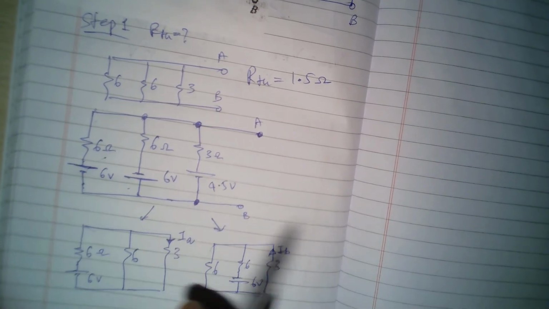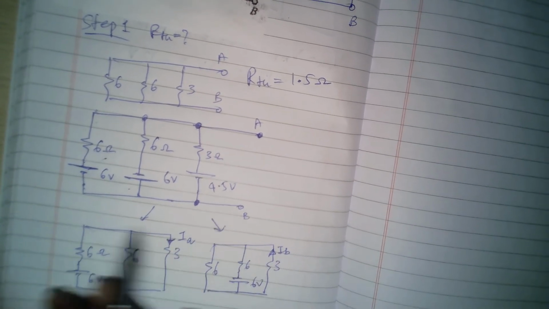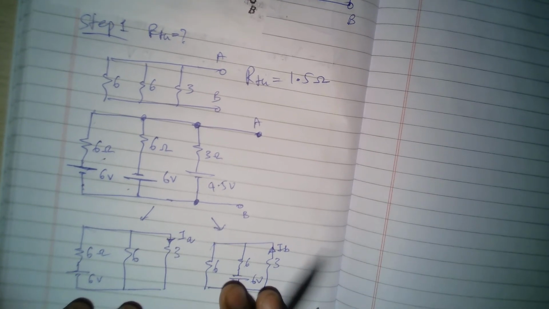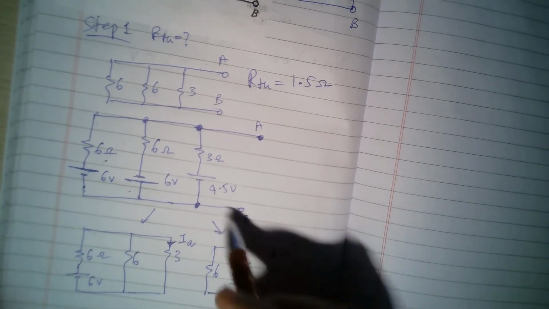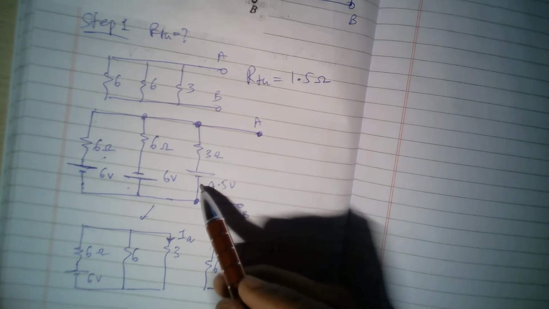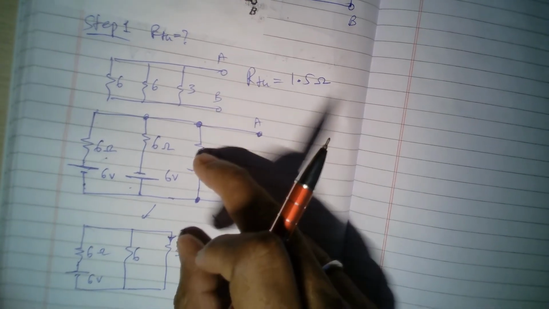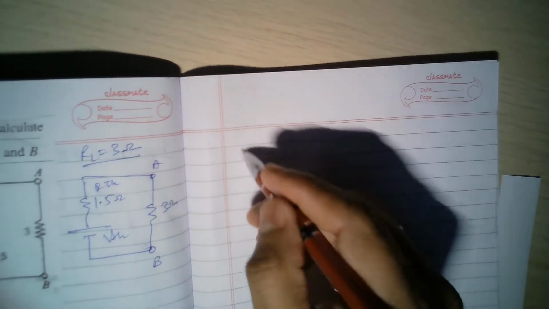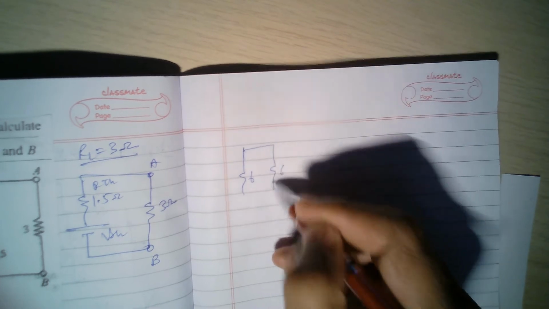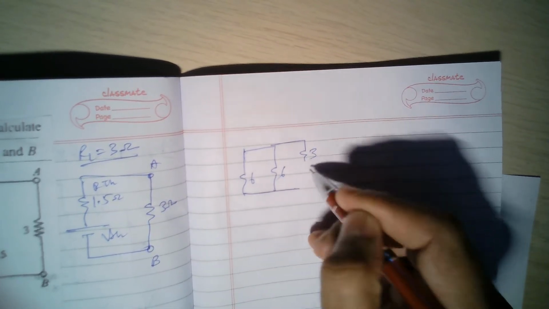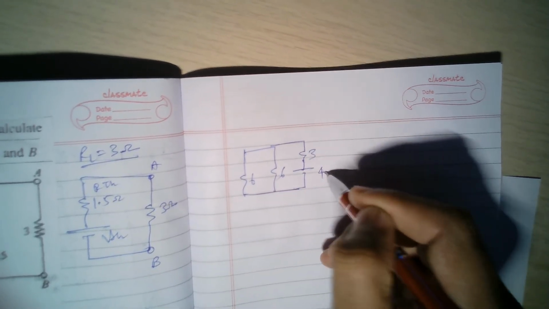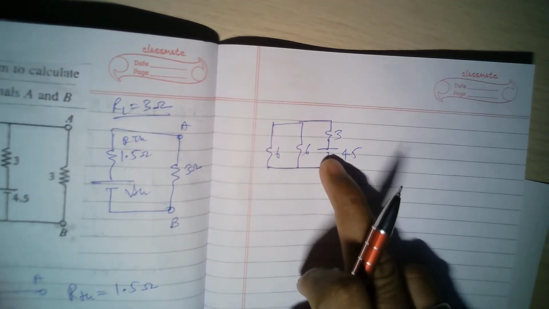Whatever currents, not only in this branch but in all branches, these two will simply cancel out each other, and the only effect will be that of the 4.5 volt. Okay. So now consider the third voltage. In the third voltage, you short circuit the other two. So let us do that. Here we have 6, here we have 6, then here we have 3, and here we have 4.5. Okay. So this is our simple circuit.